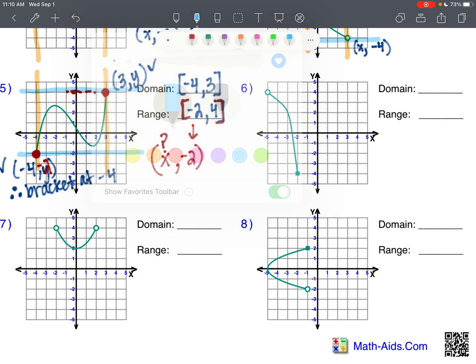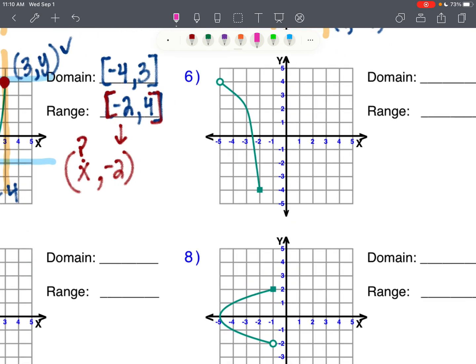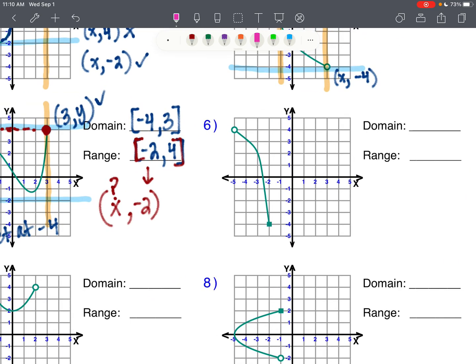Okay, the next one, our answer here for our domain is -5 to -2, parenthesis on the left, bracket on the right, and our range is -4 to +4, bracket on the left, parenthesis on the right.